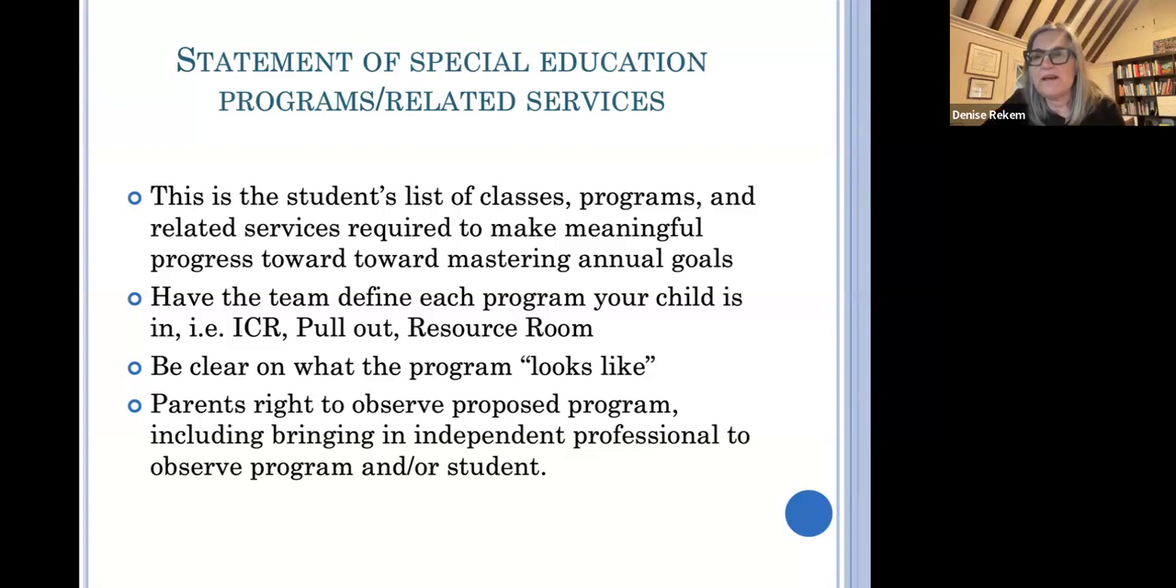They need to define each program for the child. Is it an in-class resource, pull out, a resource room? Is it a specialized school? Whatever the services are. And I always try to advise parents to really dig into what exactly that means. What does that look like, right?